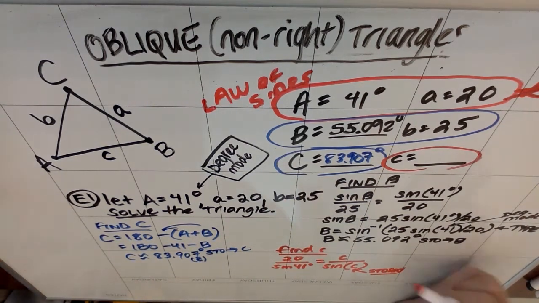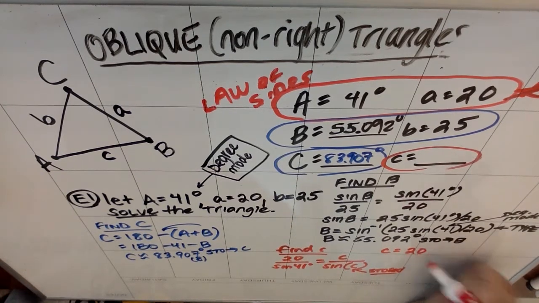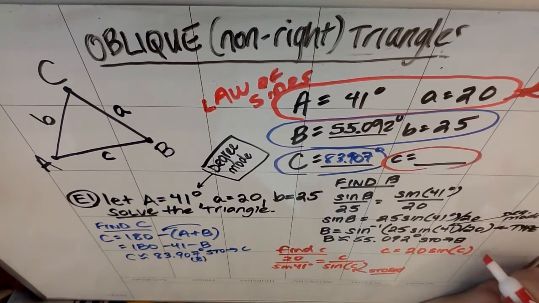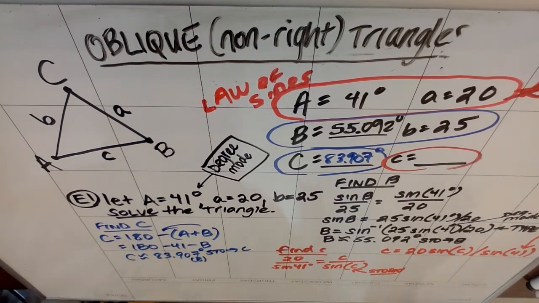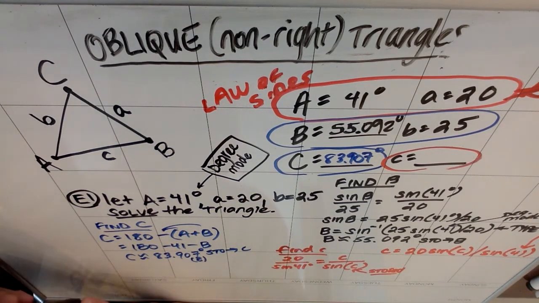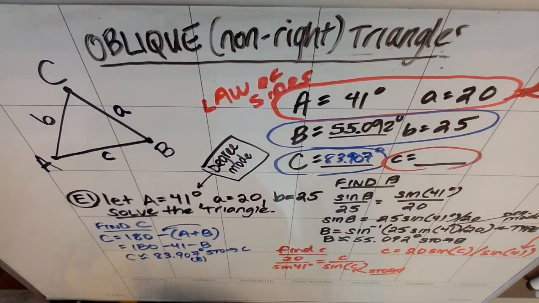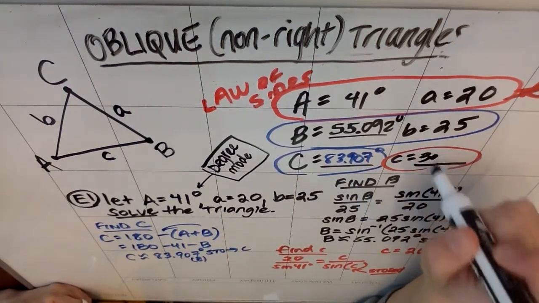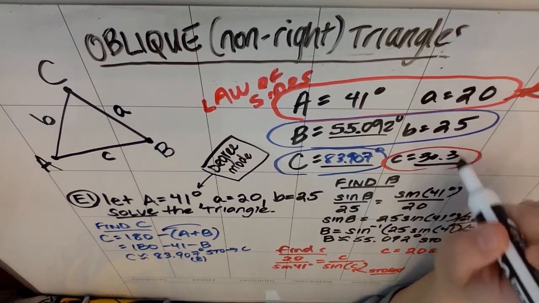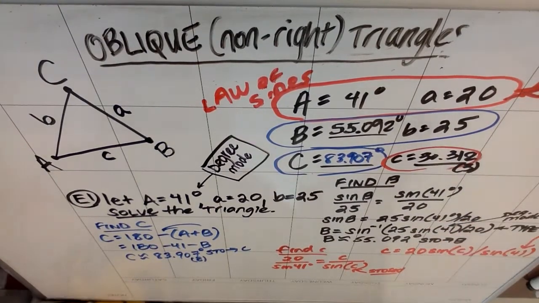So when I multiply this over, I'm going to get that my little c is 20 times the sine of the thing I called C divided by the sine of 41. And again, when I type it in my calculator, I don't need to put a degree symbol because I'm already in degree mode. So I'm going to type in 20 sine of alpha C divided by sine of 41, and I'm going to hit enter, and that gives me my little c, which is 30.312, or 30.313, depending on whether you round or truncate.